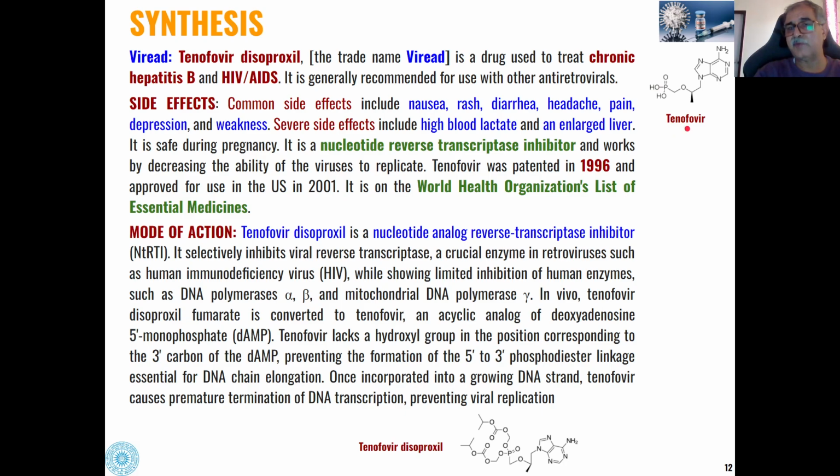produced in vivo as tenofovir, which is an acyclic analog of deoxyadenosine 5-monophosphate. This lacks a hydroxyl group in the position corresponding to the 3 position. Because of the lack of this hydroxyl, it will terminate the DNA chain elongation.